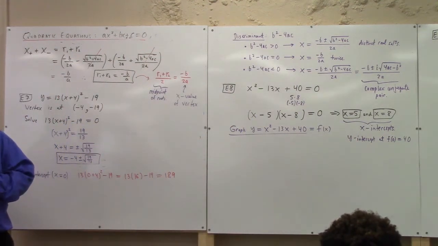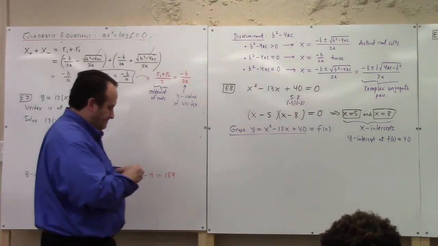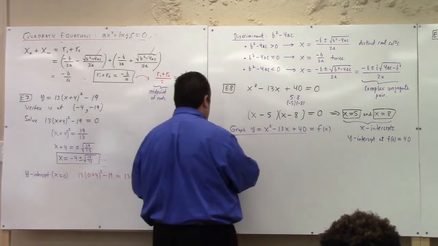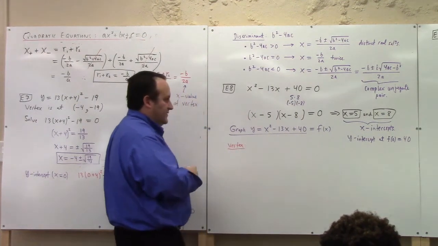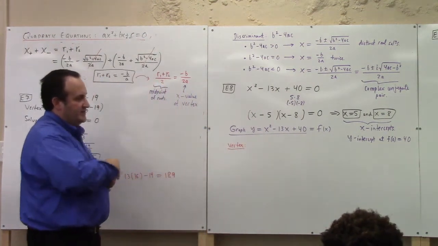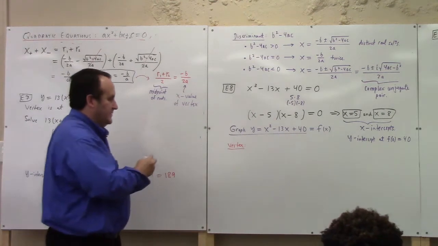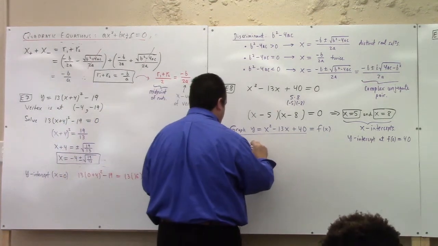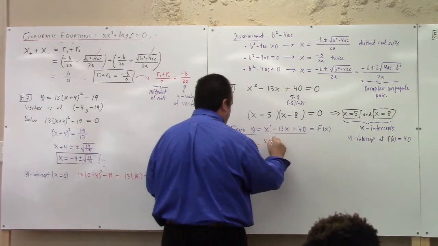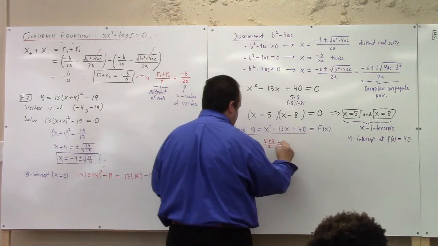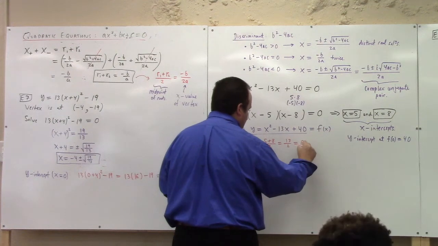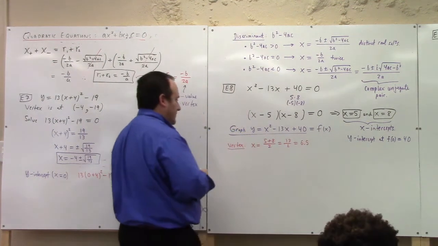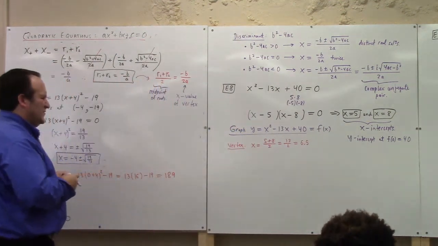Where's the vertex? What's the easy way to find the vertex? There's various things you could do. I kind of like taking the roots and averaging them. So 5 plus 8 divided by 2, right? So it's 13 over 2? So about 6.5, right?